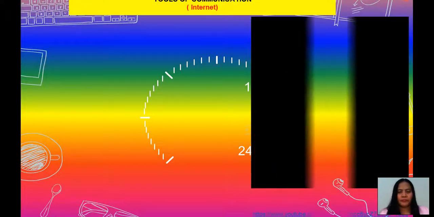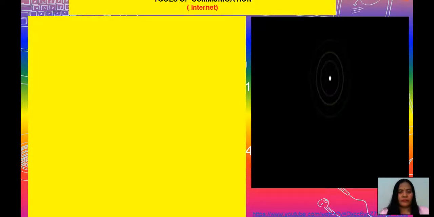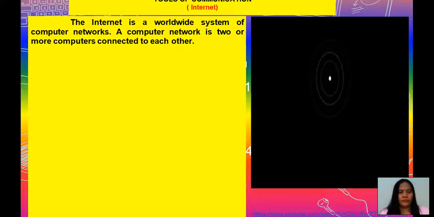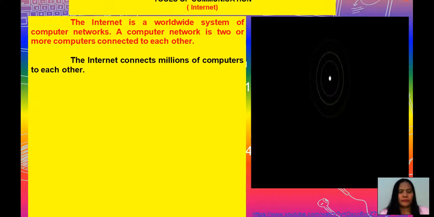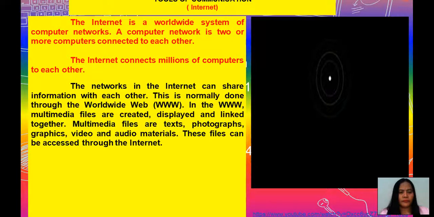Internet. The Internet is a worldwide system of computer networks. A computer network is two or more computers connected to each other. The Internet connects millions of computers to each other. The networks in the Internet can share information with each other. This is normally done through the World Wide Web, or WWW.